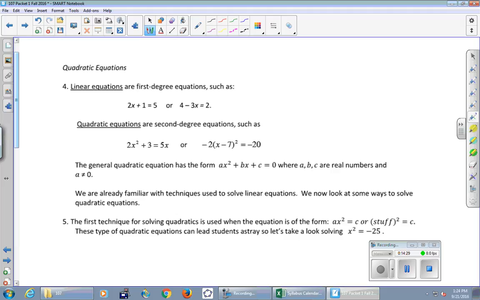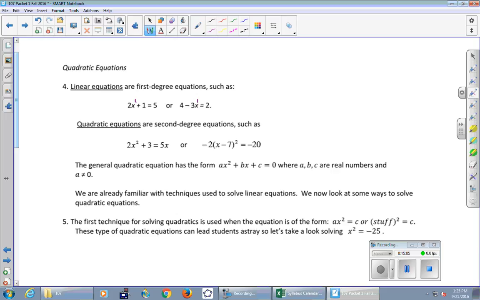All right, on the next page, we introduce a fairly big topic. Let's give this a shot. So we're introducing quadratic equations first by comparing them, contrasting them maybe, with linear equations. Linear equations are first degree equations such as 2x plus 1 equals 5 and 4 minus 3x equals 2. When we say first degree, where's the 1 that we were talking about in the word first? It's above the x, right? That's really 2x to the first degree, 4 minus 3x to the first degree. Don't have to write it, but that's the first we're talking about.